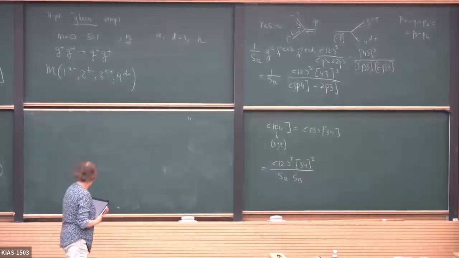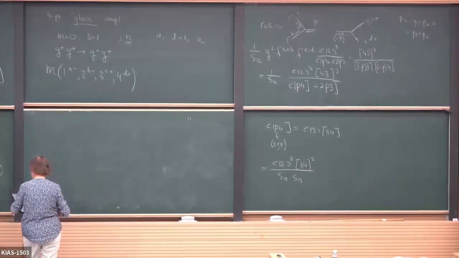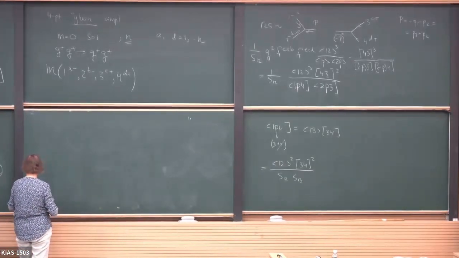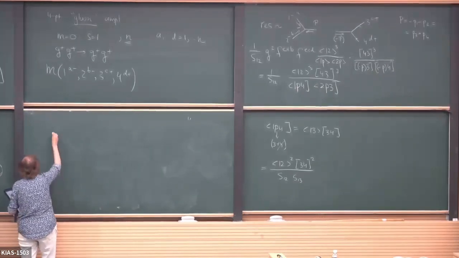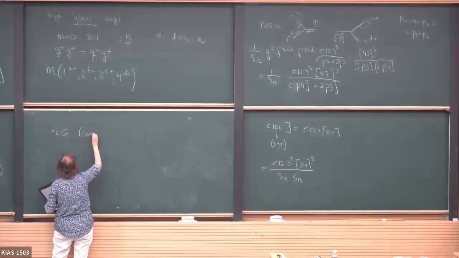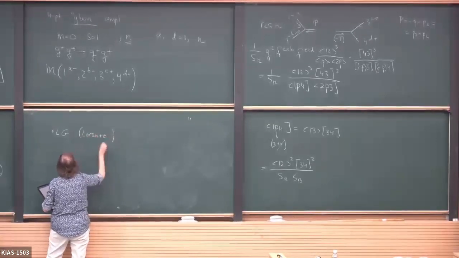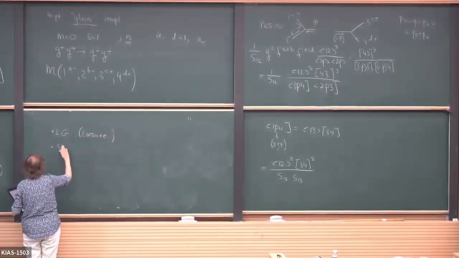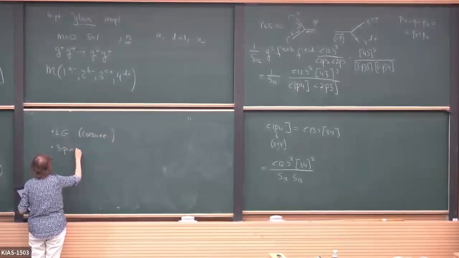Okay, so let me just remind you what we invoked here. So the first thing that we invoked was the little group, namely Lorentz. The other thing that we used was spin statistics.